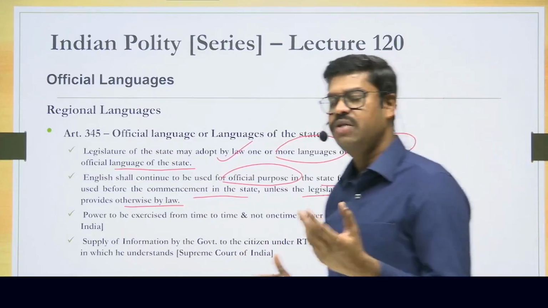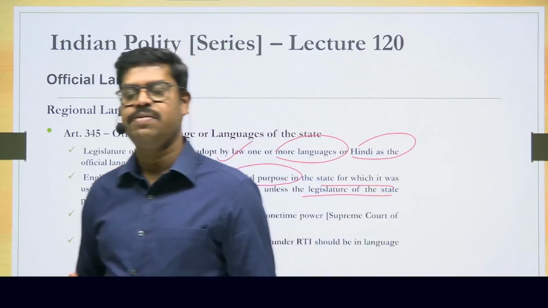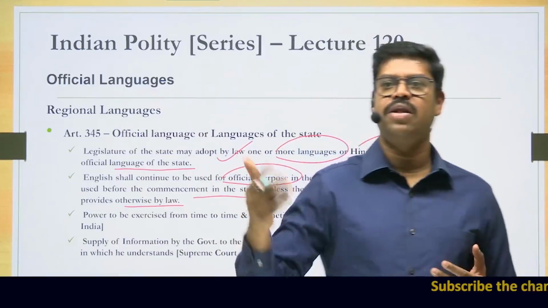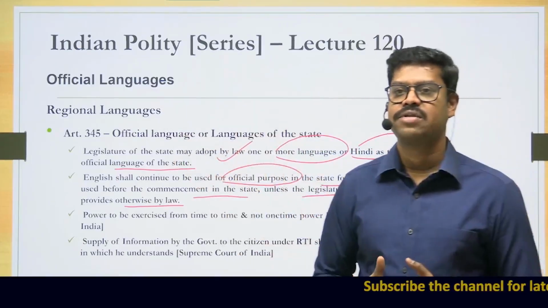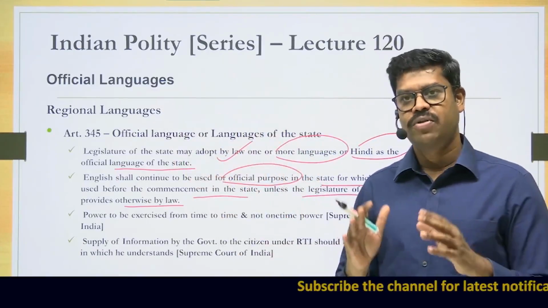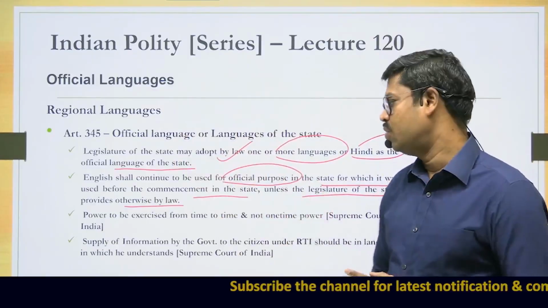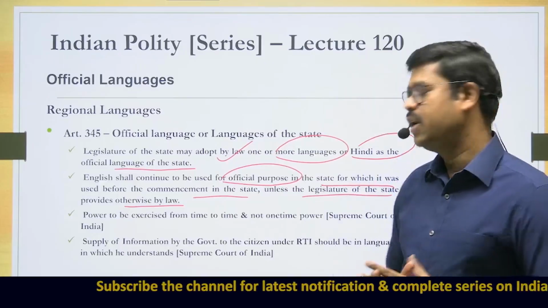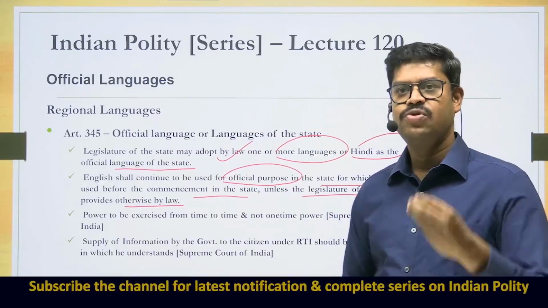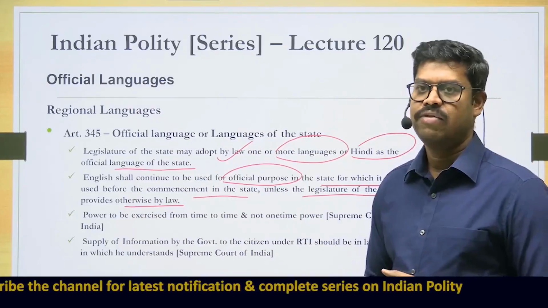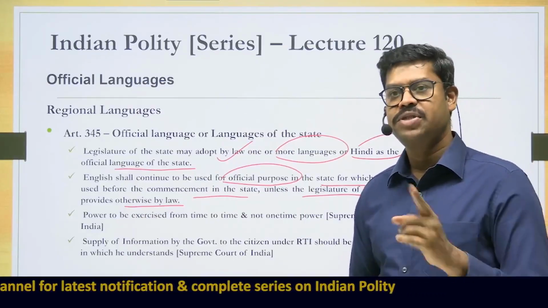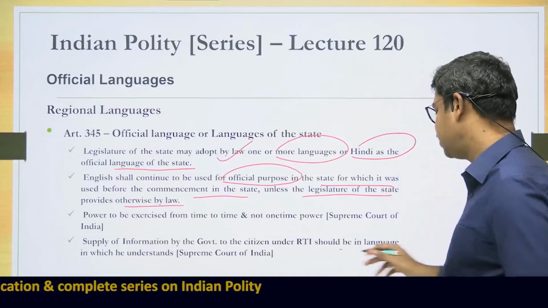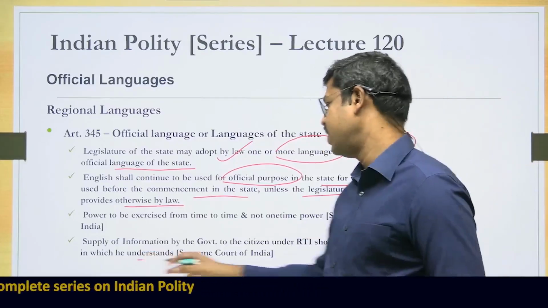That means initially, if the law passed by the state legislature recognizes one language as an official language, again they can pass a law and they can recognize certain other languages as the official languages. So it is for the state legislature to completely decide all those things. And apart from that, the Supreme Court has made it very clear: whenever an individual seeks information from a particular government, the supply of information by the government to the individual should be in the language which the individual understands. So this is also very, very important.